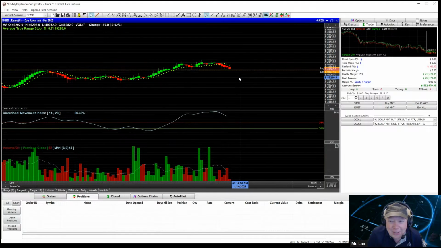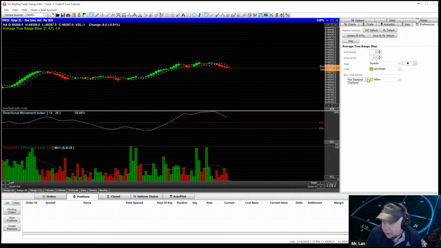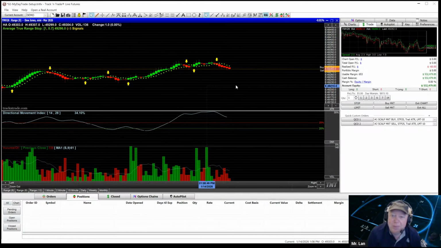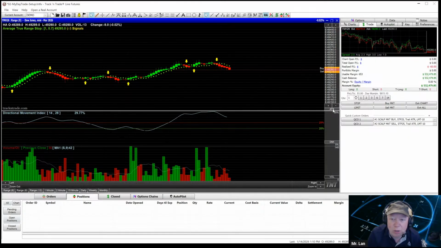Kirk says, Lan, just trade the arrows. We can turn the arrows on. We come in here and say display the arrows, and there's your arrows. So we could just trade the arrows, but I want you to be a little bit more strategic than the arrows. Sometimes the arrows are more like a crutch than a tool.